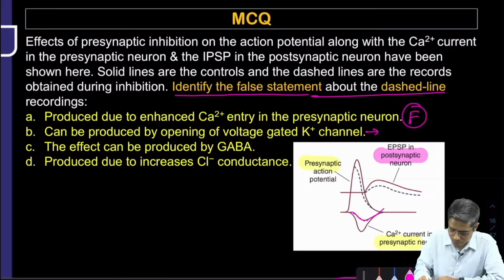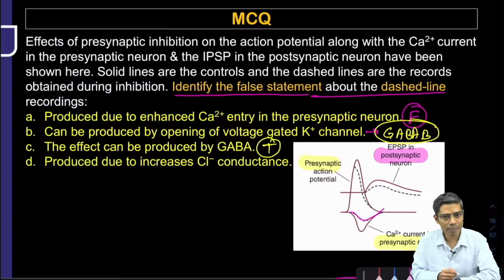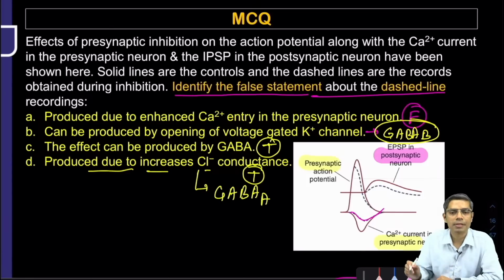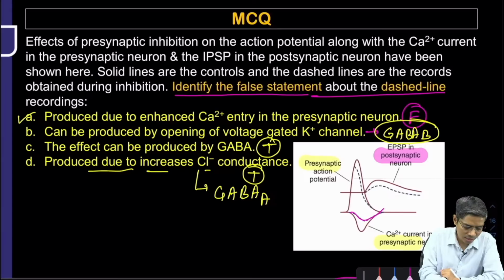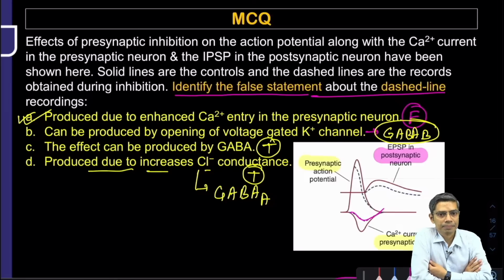It is true, because if it is stimulating the GABA B receptor, then potassium channel will open up. Okay. Then, effect can be produced by GABA, absolutely true. Okay. It can also be produced by glycine, but it can be produced by GABA. The presynaptic neuron is releasing GABA. This dashed line is produced due to increased chloride conductance. This is also true if the receptor is GABA A receptor. Got my point? So, the answer of this question is A here. Okay. Tell me whether you get it or not. Okay. Answer is clear cut A, right.